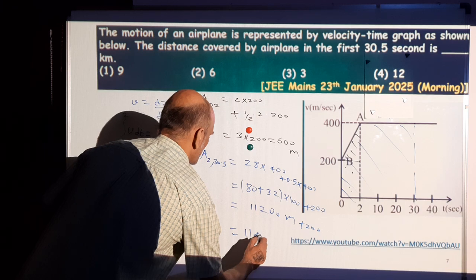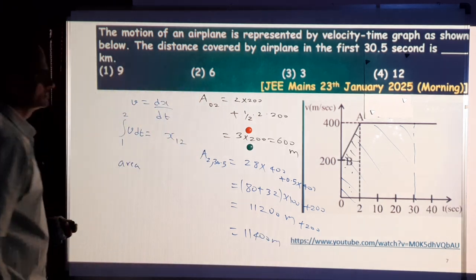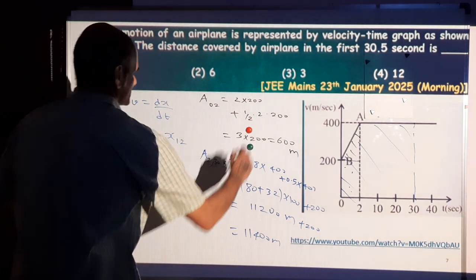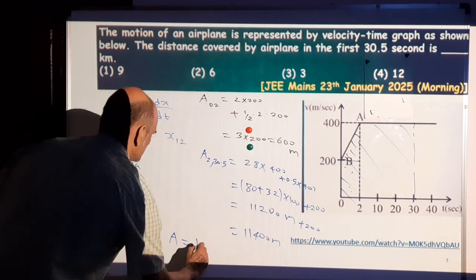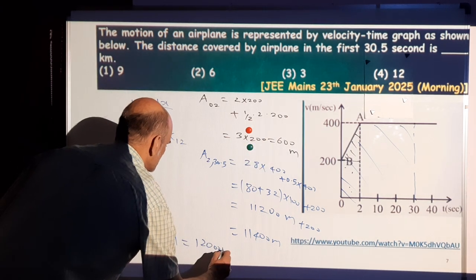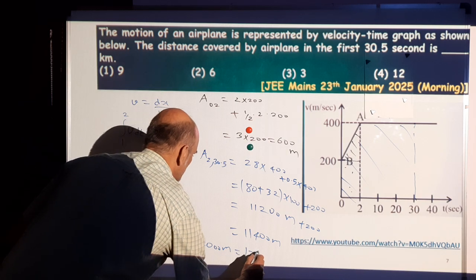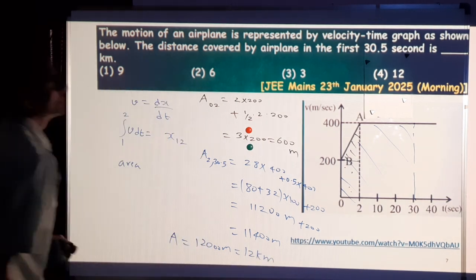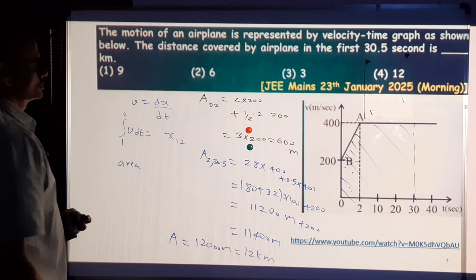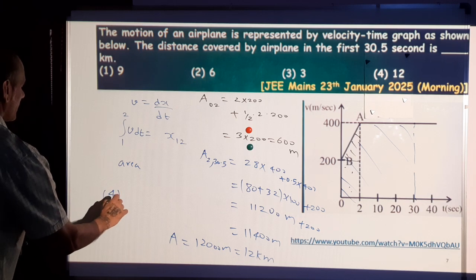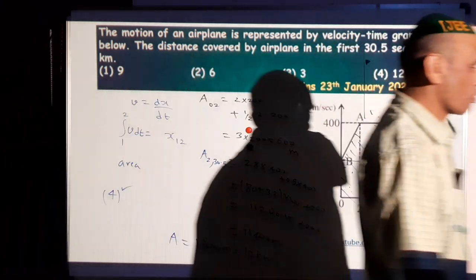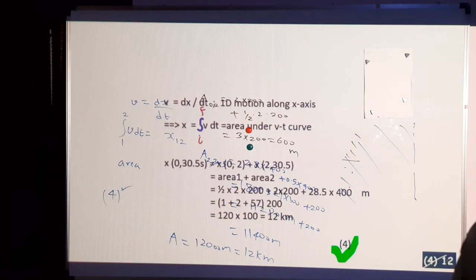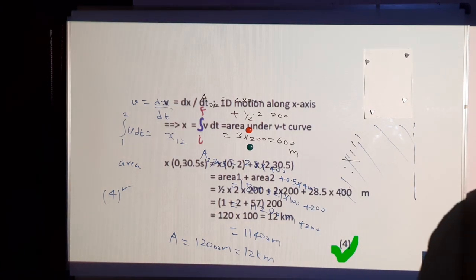So it is 11,400 meter. So plus 600, the total area is 600 plus this one, so 12,000 meter, which is 12 km. So option 4 is the correct answer. Four is the correct answer.